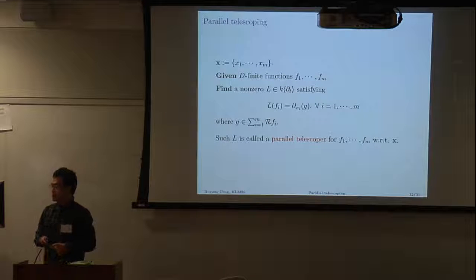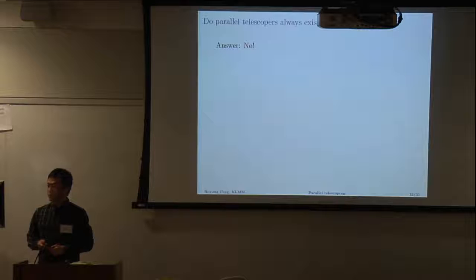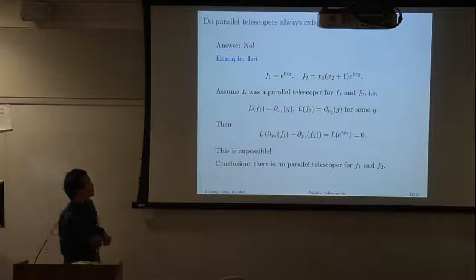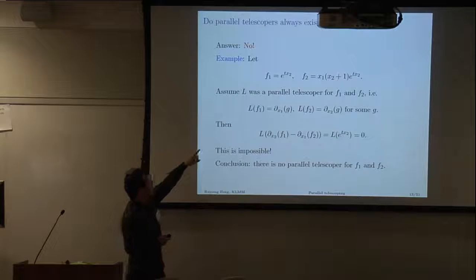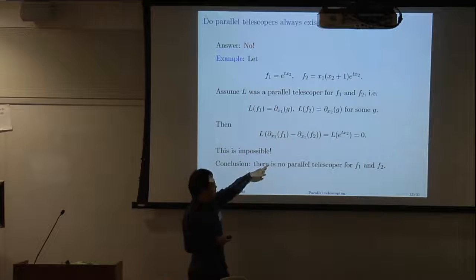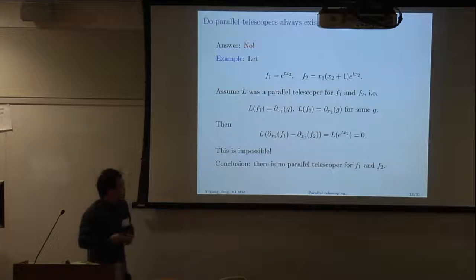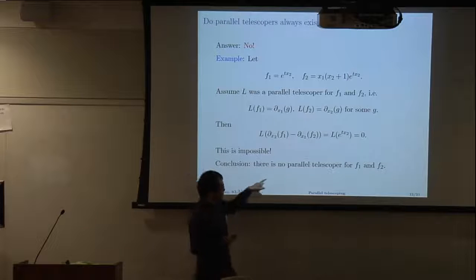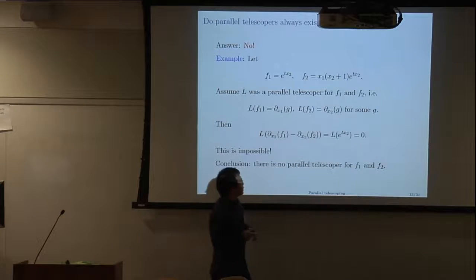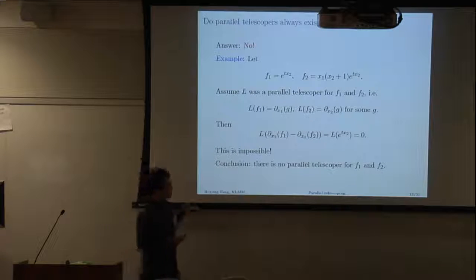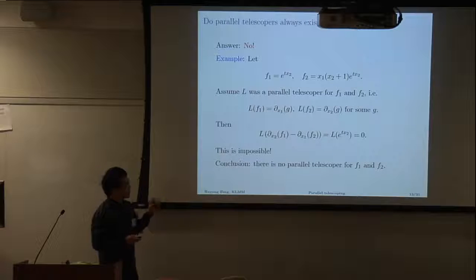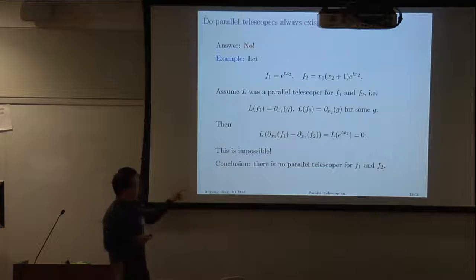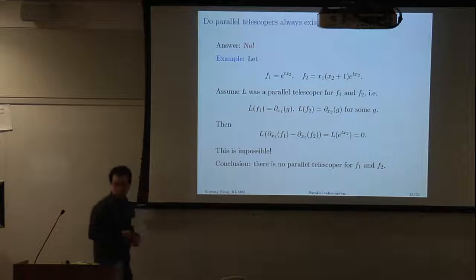And you may ask if a parallel telescoper always exists. The answer is no. Okay. And let's see an example. Let f1, f2 be these two definite functions, and assume that L was a parallel telescoper for them. Then an easy calculation implies that L will kill this exponential function. But this is impossible because here we have a variable x2, and this exponential function cannot be killed by a linear differential operator in dt with coefficients in small k. Okay, so the conclusion is that there is no parallel telescoper for these two functions.